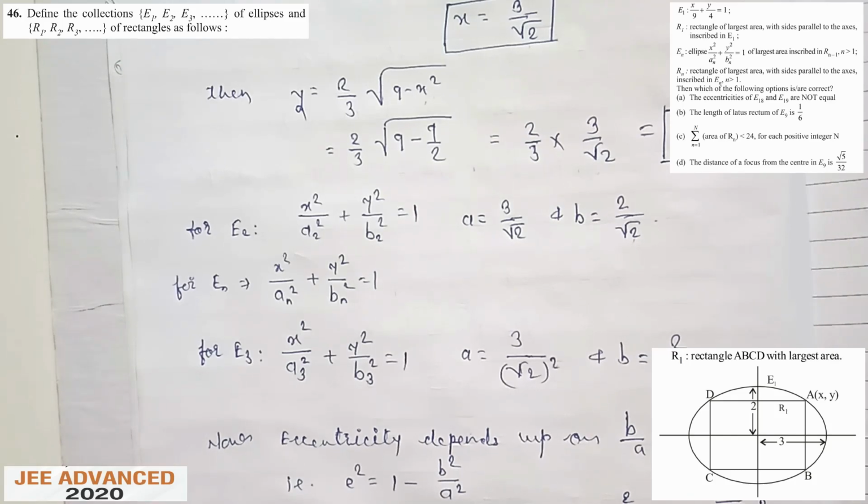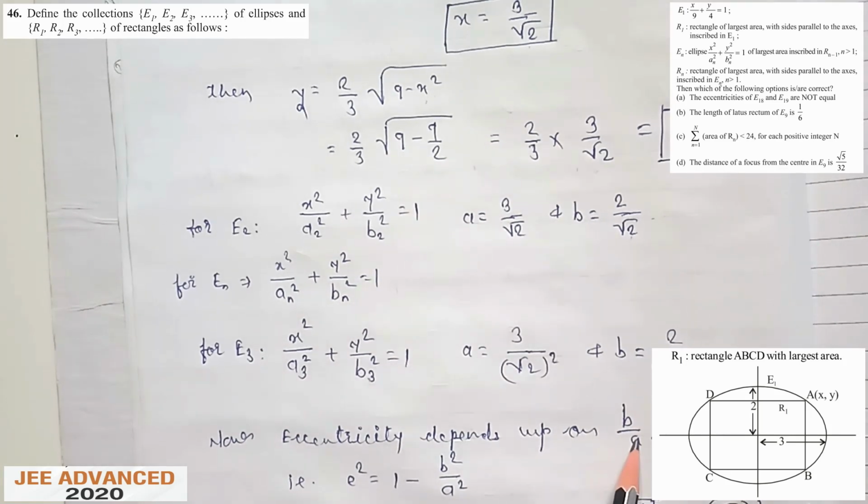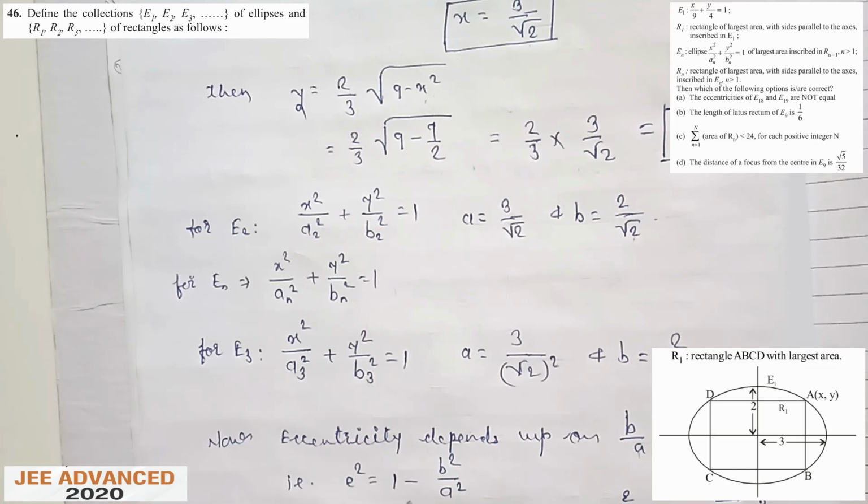Now our first option says that the eccentricity for ellipse E19 and ellipse E18 are not equal. What does the first option say? That the eccentricity of E19 and E18 are not equal. So let's check the eccentricity, which can be defined only depending on b by a, because for eccentricity we can write e square is equal to 1 minus b square by a square. So eccentricity completely depends on b square upon a square. So you have to define b by a properly, and only then can you define eccentricity.